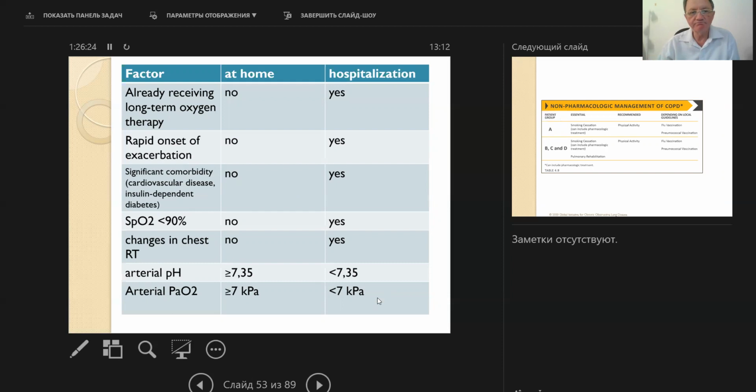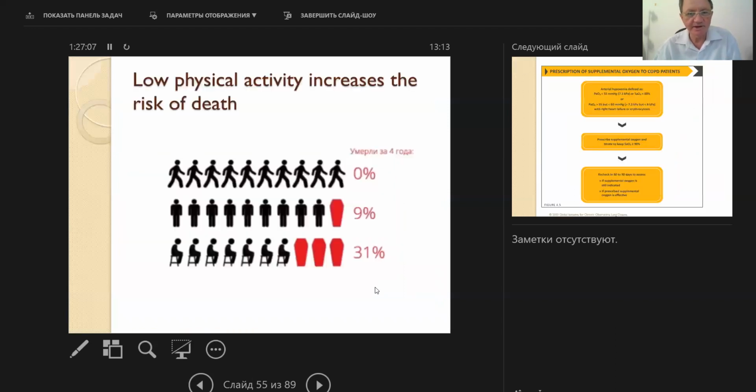receiving long-term oxygen therapy, rapid onset of exacerbation, comorbidity, including cardiovascular disease, insulin-dependent diabetes mellitus, diminished saturation, and also changes in chest X-ray, decreased pH less than 7.33 and arterial PaO2 less than 7 kilopascal should obviously be hospitalized due to COPD exacerbation.